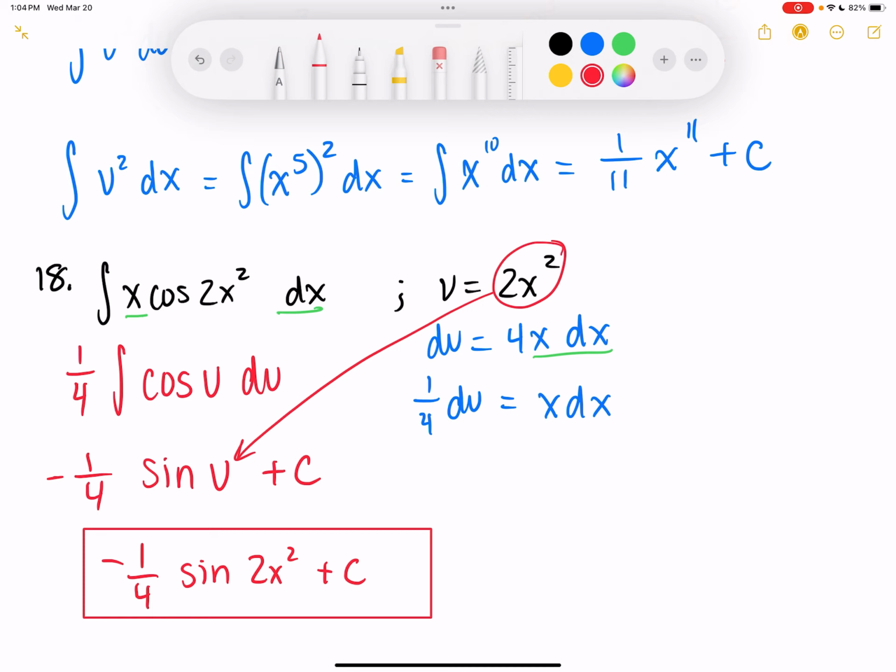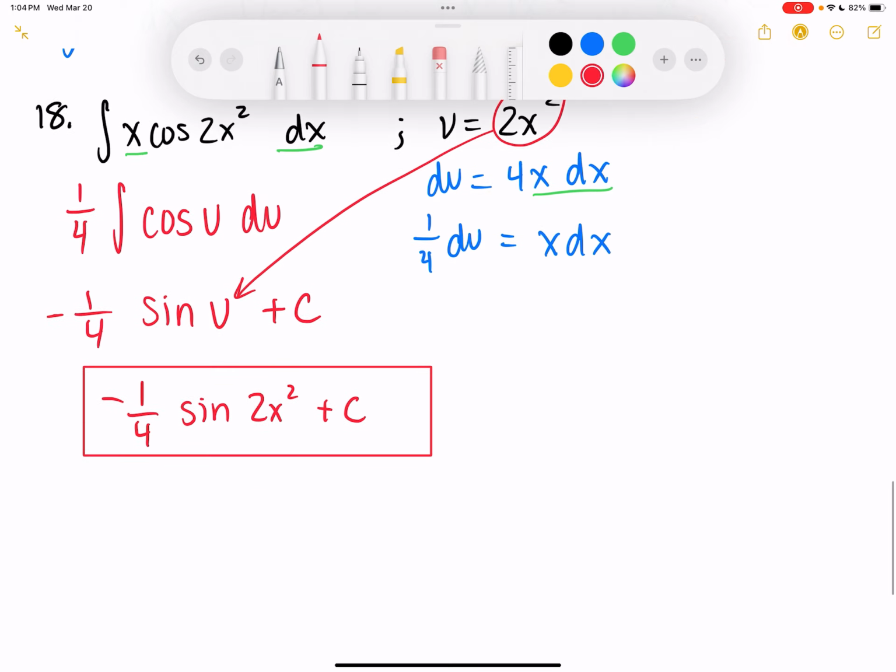Now, these ones are nice. They're telling you what u is. As we go, we're going to have to find u ourselves. But we're going to stick with these for a couple problems, and then we'll go from there. All right, 20. The integral of 28 times 7x minus 2 cubed dx. And they tell us that u is equal to 7x minus 2.